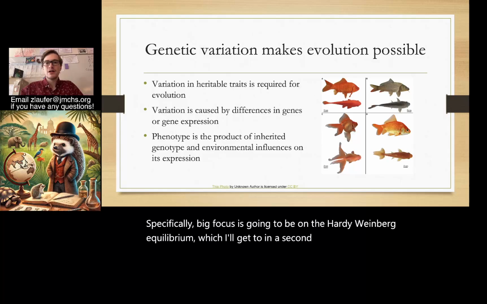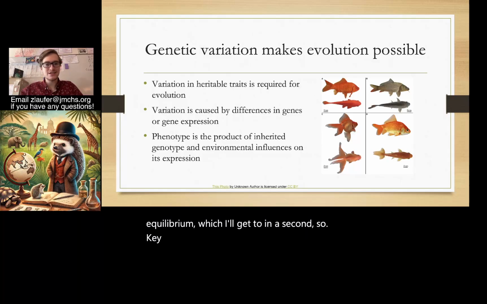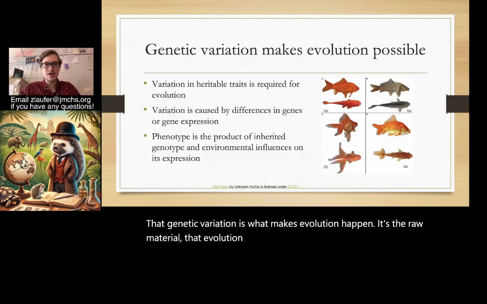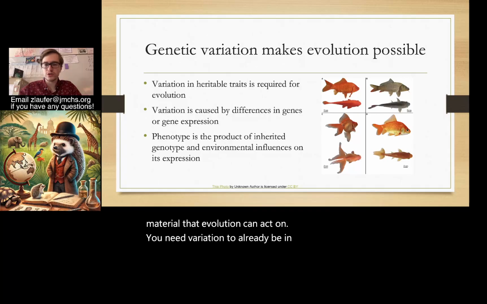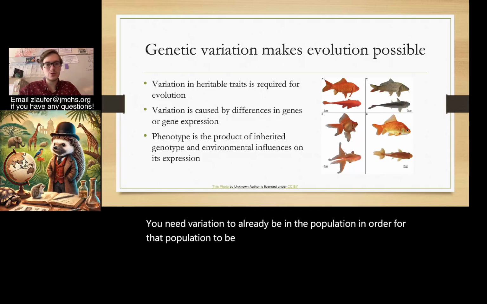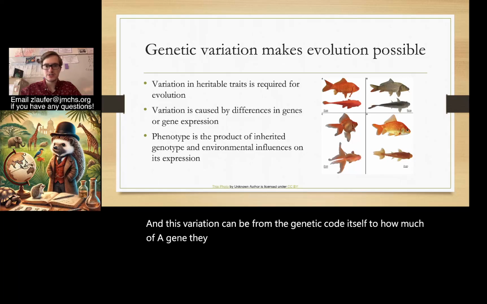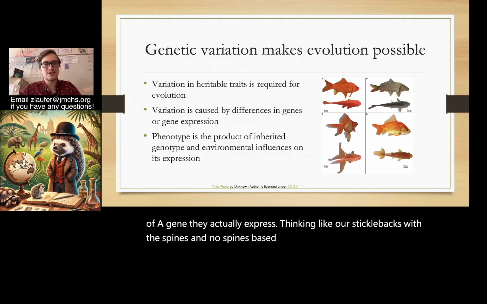So, the key idea guiding this section is that genetic variation is what makes evolution happen. It's the raw material that evolution can act on. You need variation to already be in the population in order for that population to be able to evolve and adapt to its environment. And this variation can be from the genetic code itself to how much of a gene they actually express. Thinking like our sticklebacks with the spines and no spines based on where they expressed that one gene.